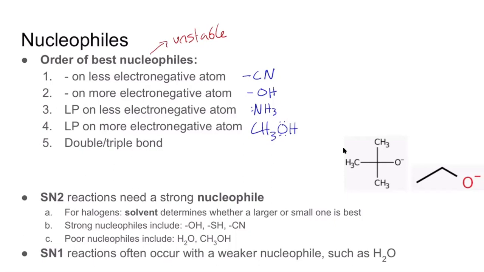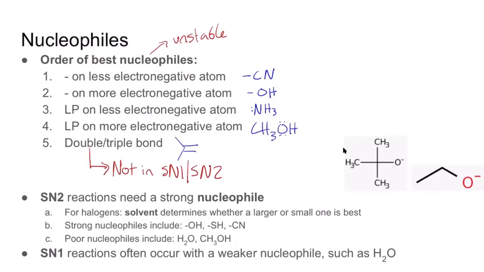And then lastly, we've got our double or triple bond, which is what we were working with last week for alkene reactions. You will not be seeing these nucleophiles in SN1 or SN2 reactions. But they're still pretty relevant on our list. They're like the last in the order of best nucleophiles, so I thought I'd include them.